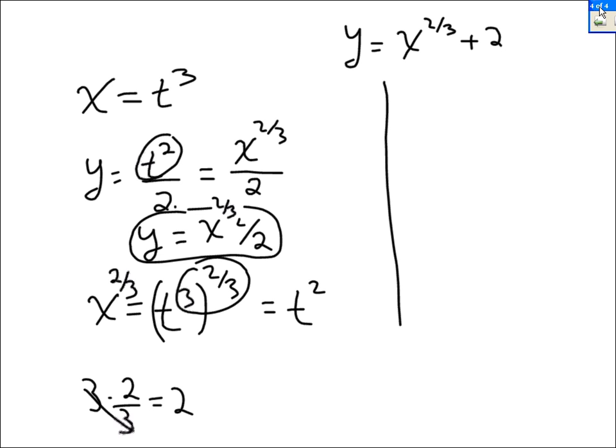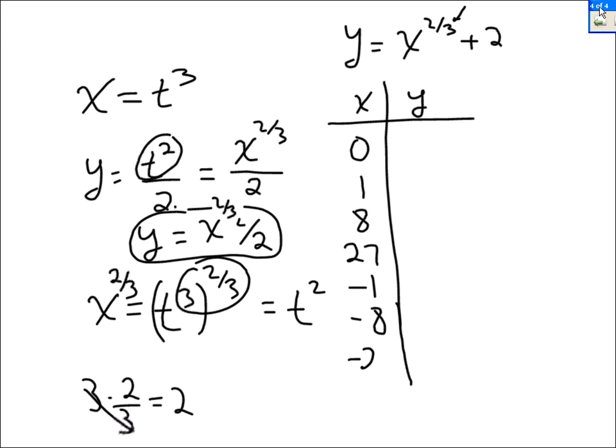So here I would make up a table. Now, I would pick values that I know the cube root of. And I didn't mean to write 0 there, I meant to write x. The values I know the cube root of are 0 cubed, and 1 cubed, and 2 cubed, and 3 cubed, and -1 cubed, and -2 cubed, and -3 cubed.